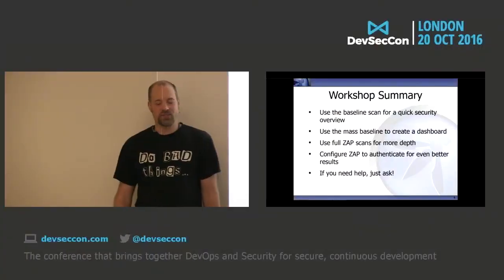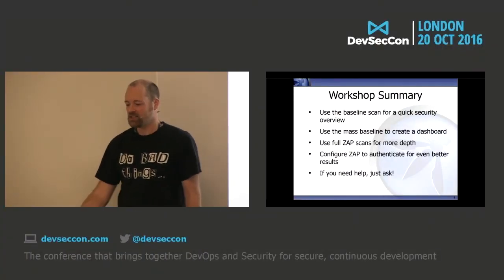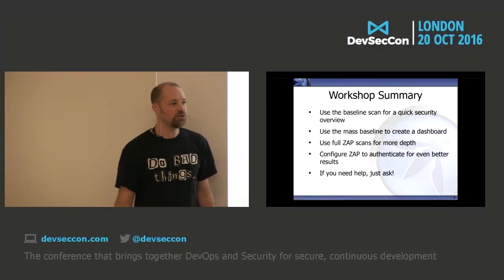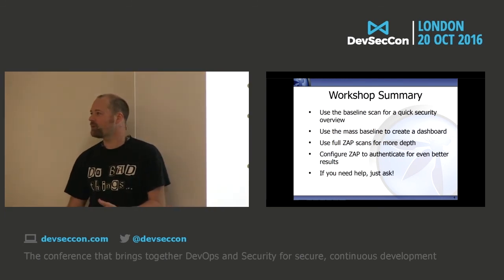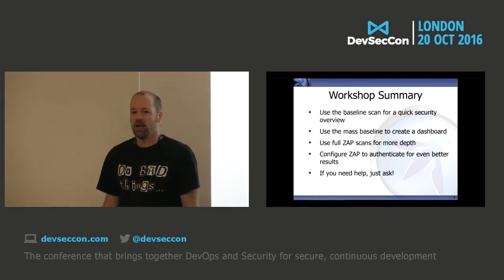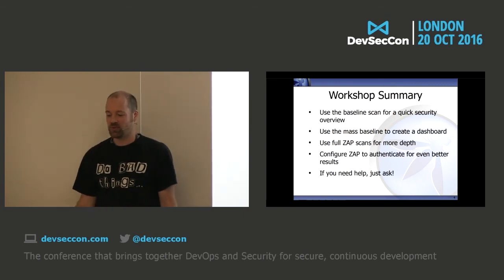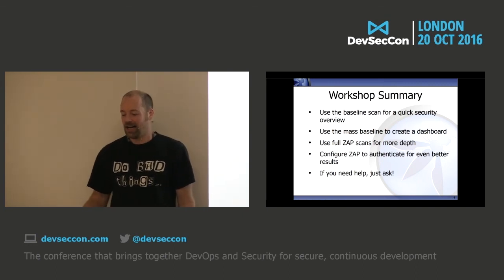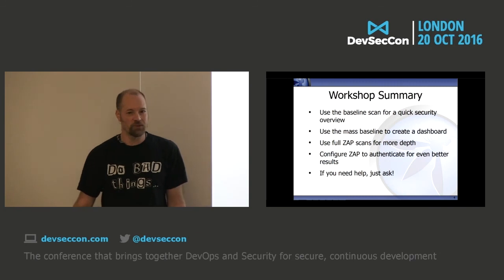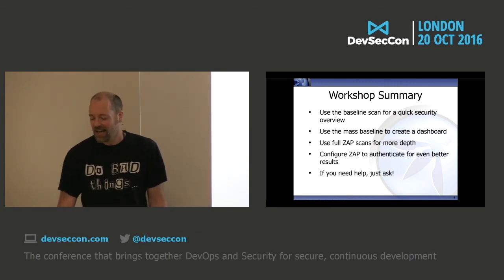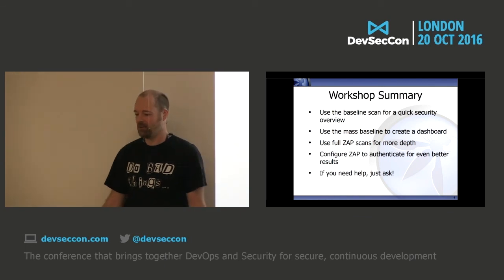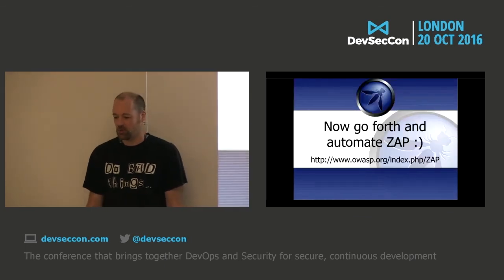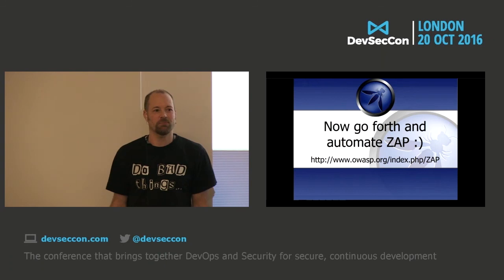So, quick summary of this workshop. I've shown you the baseline scan, which will give you a very quick security overview of your individual applications. Got the mass baseline, which can wrap that and give you a dashboard. But if you want to go further than that, you want to start doing full ZAP scans, and to really find fun vulnerabilities, you want to do authenticated scans. And if you need help, just ask via one of those options, because we try and help out everyone as much as possible. So now, go forth and automate ZAP.